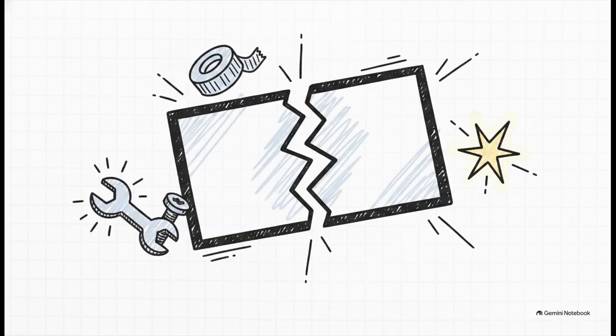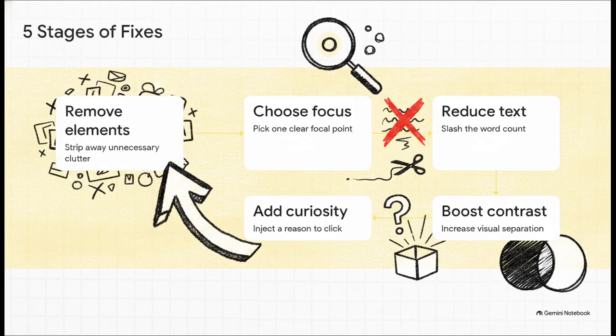So, what happens when it fails the test? How do we actually fix a broken asset without throwing our hands up and completely starting from scratch? Well, it's actually a lot easier than you think if you follow a structured approach. Just follow these 5 simple stages.